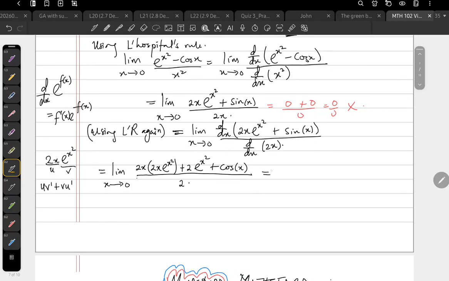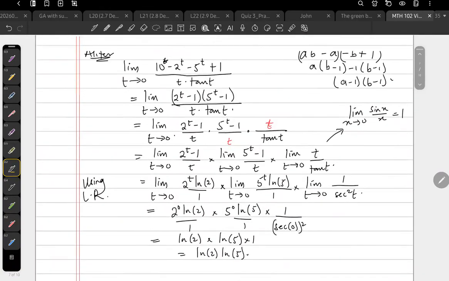Now we can plug in x equal to 0. So plugging in x equals to 0, the first guy will go away because x times 2 and x is equal to 0, everything will be equal to 0. And the second guy, we're going to have 2 times e raised to power 0 plus cosine of 0 over 2. That is 2 times 1, 2 plus 1 over 2. And the final answer is 3 over 2.